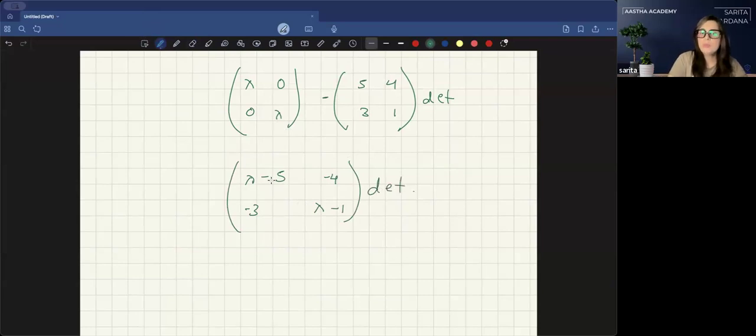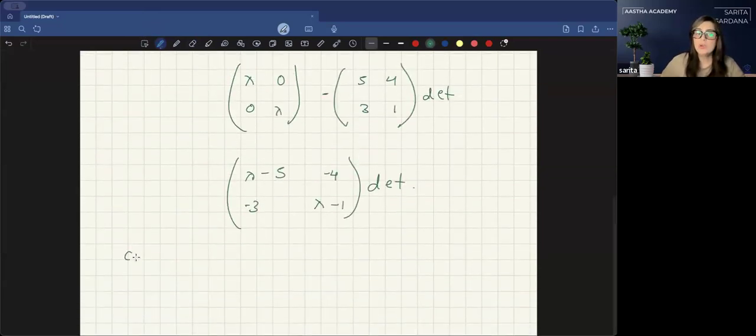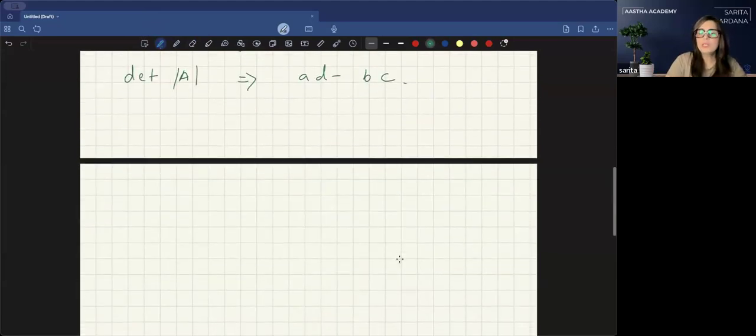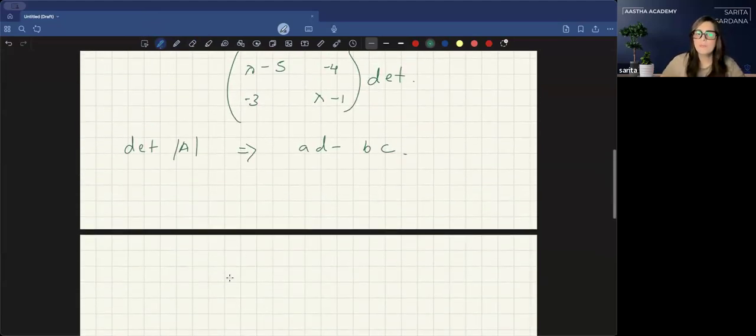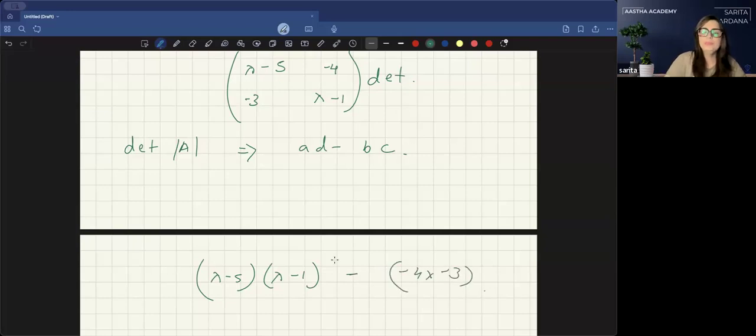Now, one more thing you need to remember: what was the formula of the determinant? If the matrix is like this, you need to write AD minus BC. That's the formula for the determinant. Similarly, we are going to do this for this matrix. That is, lambda minus 5 into lambda minus 1, minus 4 into minus 3.